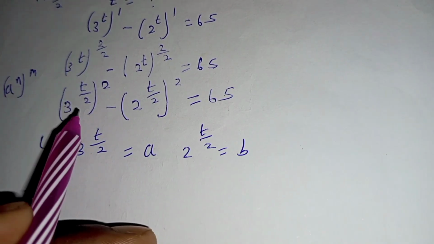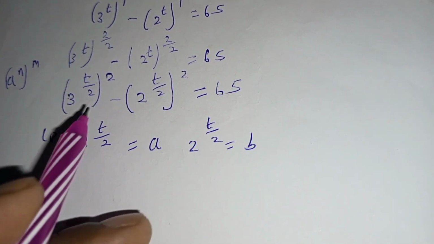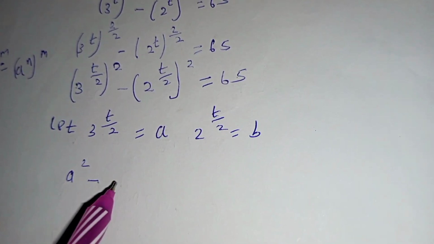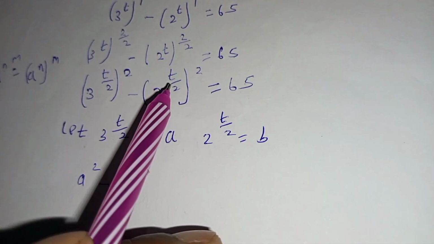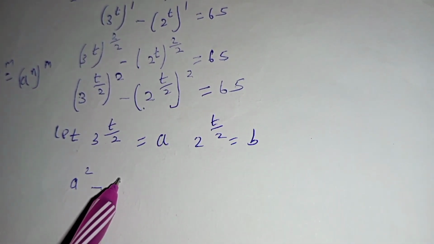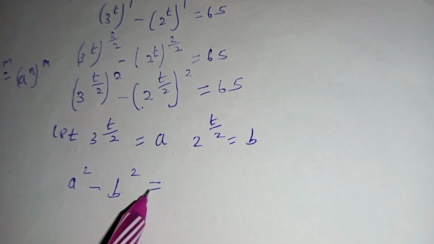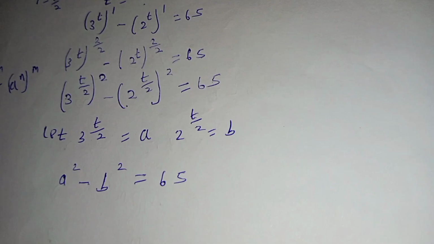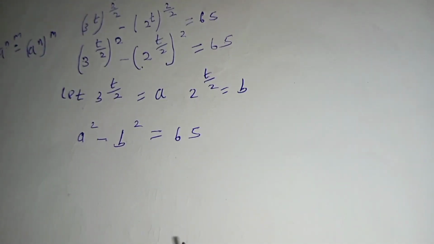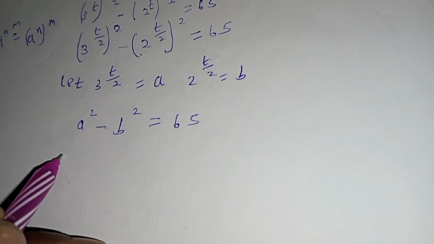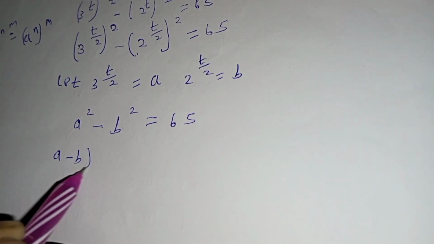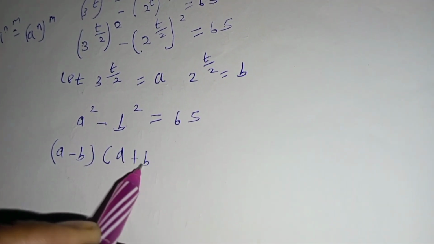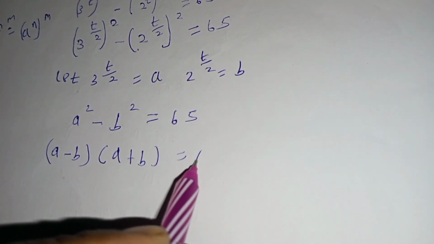Then we substitute here. So 3 to the power of t over 2 is a, and we square it, minus 2 to the power of t over 2 is b, and we square. This is equal to 65. Then this is a difference of two squares, which can be written as (a minus b) multiplied by (a plus b). This is equal to 65.